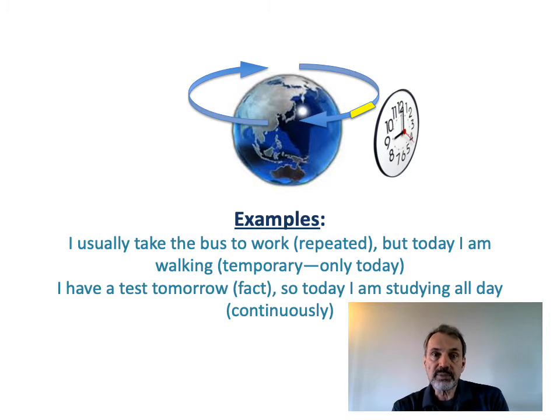Here are some examples which compare the simple tense and the continuous tense. I usually take the bus to work, but today I am walking. This is only for today. Taking the bus to work is something I do every day. Here's another example. I have a test tomorrow. That's a fact. So, today I am studying all day continuously. Here we're using the continuous tense.